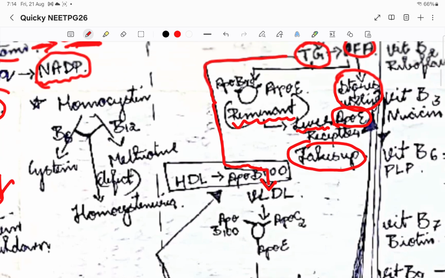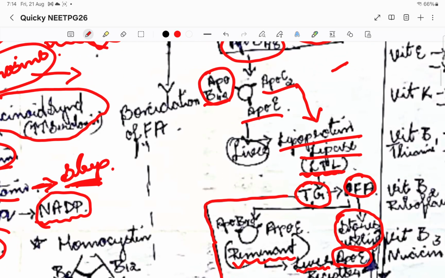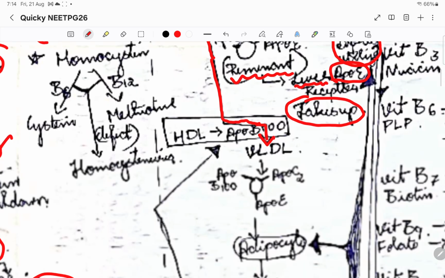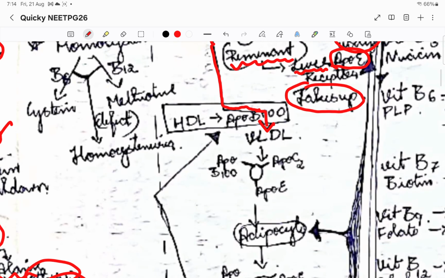So remember, HDL gave ApoB48 to the consumed chylomicron, whereas here the VLDL formation is by liver. So here HDL gives ApoB100 to VLDL. To chylomicron it gave B48, whereas to VLDL it is giving ApoB100. So finally the VLDL structure looks something like this. ApoC2 is there, ApoE is there, and ApoB100 is there.